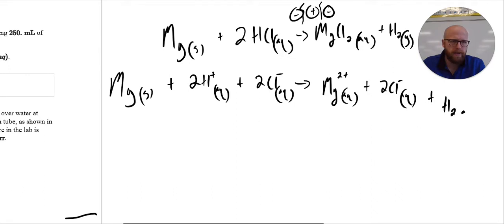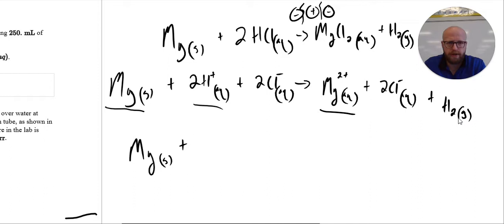Plus H2 gas. For a net ionic equation, we want to see what is actually changing. Why do we actually see a chemical reaction? So let's look, what changes? I go from magnesium solid to a magnesium 2 plus ion. That's changed. Magnesium has lost 2 electrons in this case, so that's going to be in my net ionic. So Mg solid, plus, let's see what else happens. I go from 2 hydrogen ions to elemental hydrogen in its gaseous form. That's going to be in my net ionic equation because it changed.